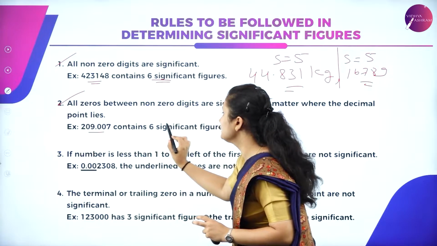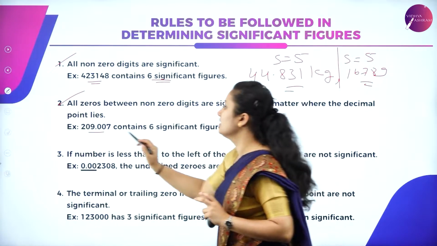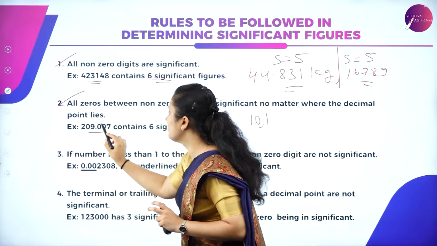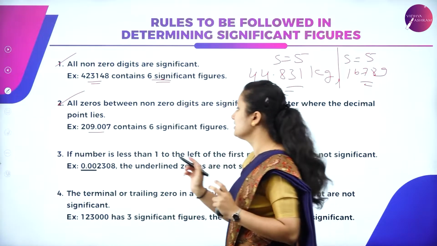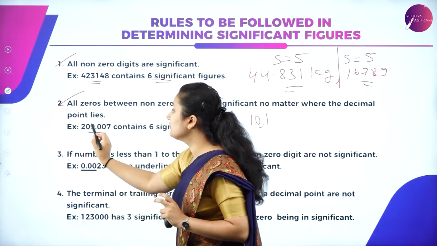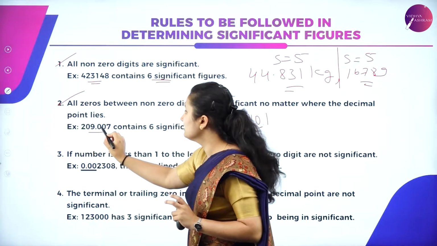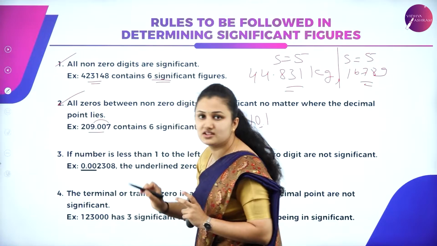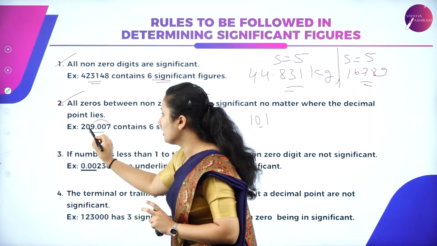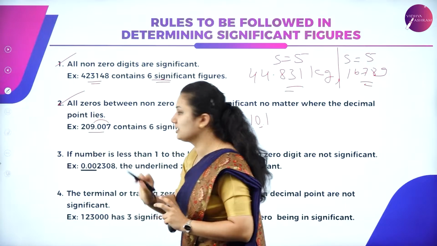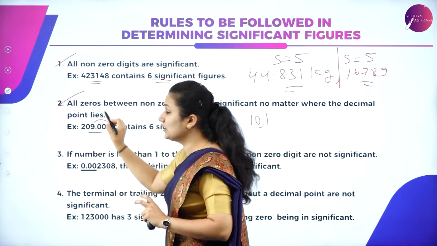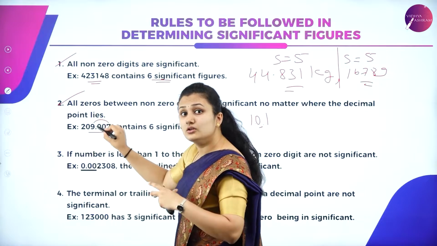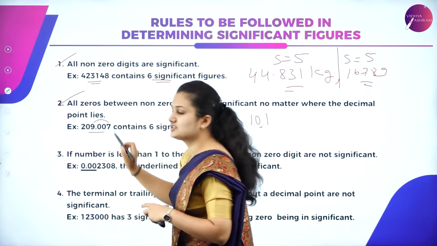You can see here an example: 209.007 contains 6 significant figures. 1, 2, 3, 4, 5, 6. It has 6 significant figures. So the 0s are coming between two non-zero digits. Wherever the decimal point might be, the 0 coming between two non-zero digits is significant.